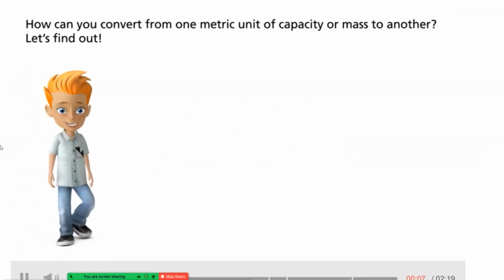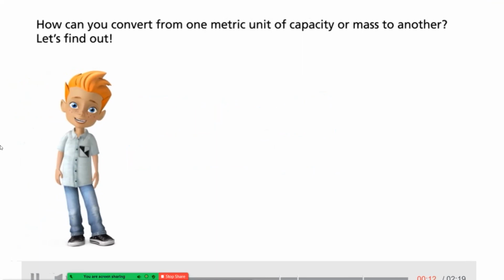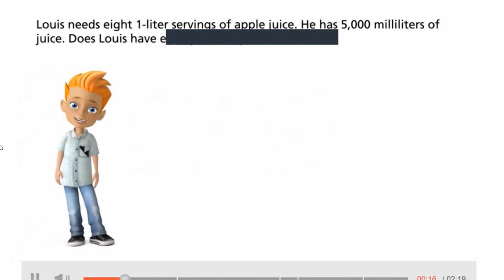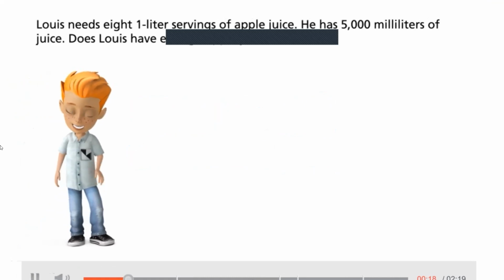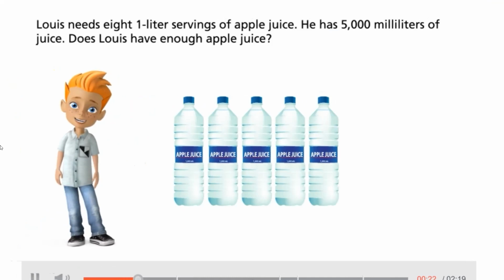How could you convert from one metric unit of capacity or mass to another? Let's find out. Louis needs 8 1-liter servings of apple juice. He has 5,000 milliliters of juice. Does Louis have enough apple juice?